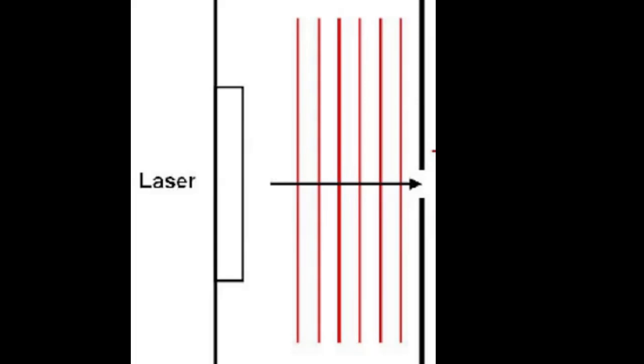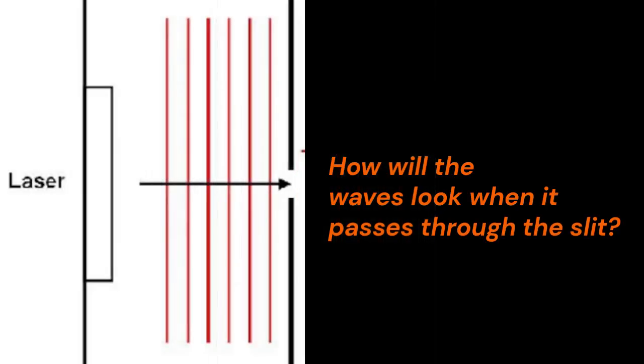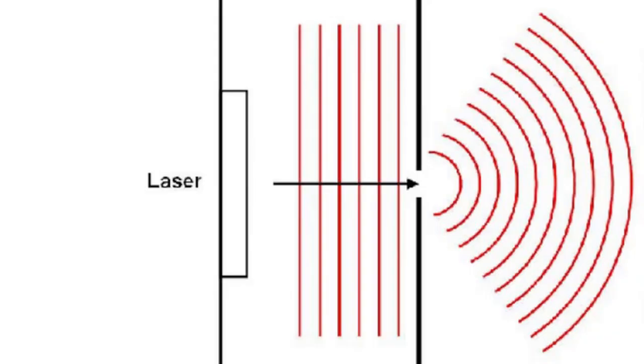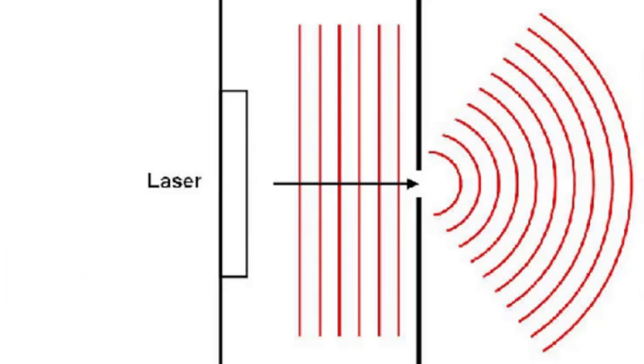If we consider a plane wave of light passing from left to right through a slit, what will the waves look like if it passes through a slit? Will it look like this or this? If you guessed it right, the light waves will look bent. But why? When waves encounter an obstacle, they bend around the edges of the obstacle.